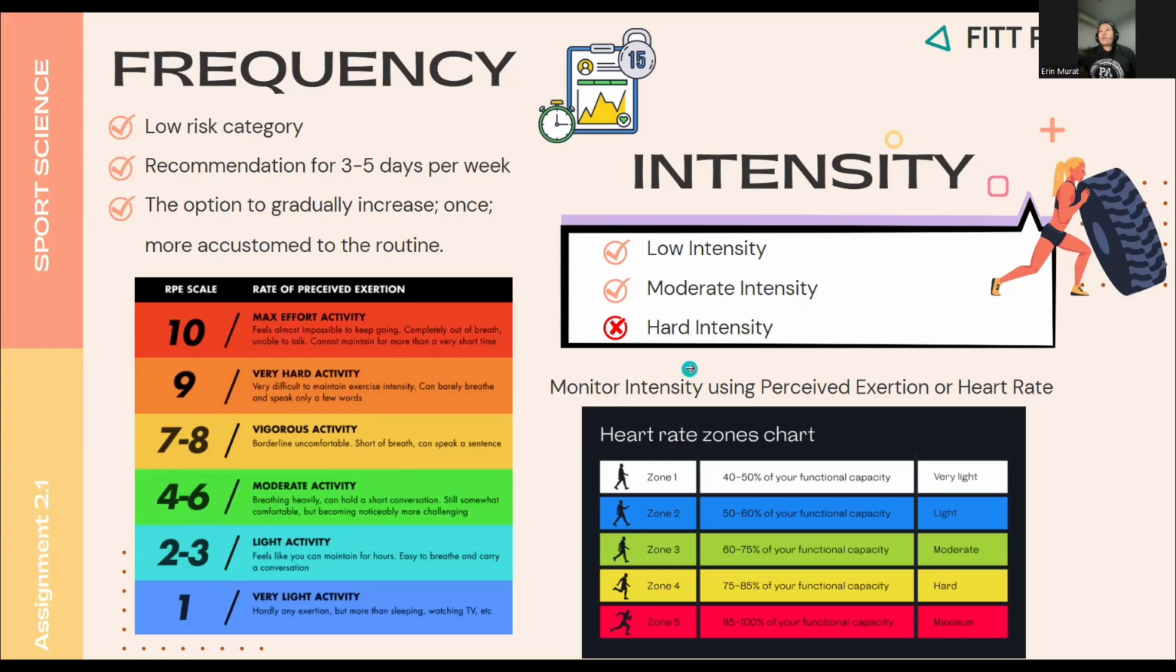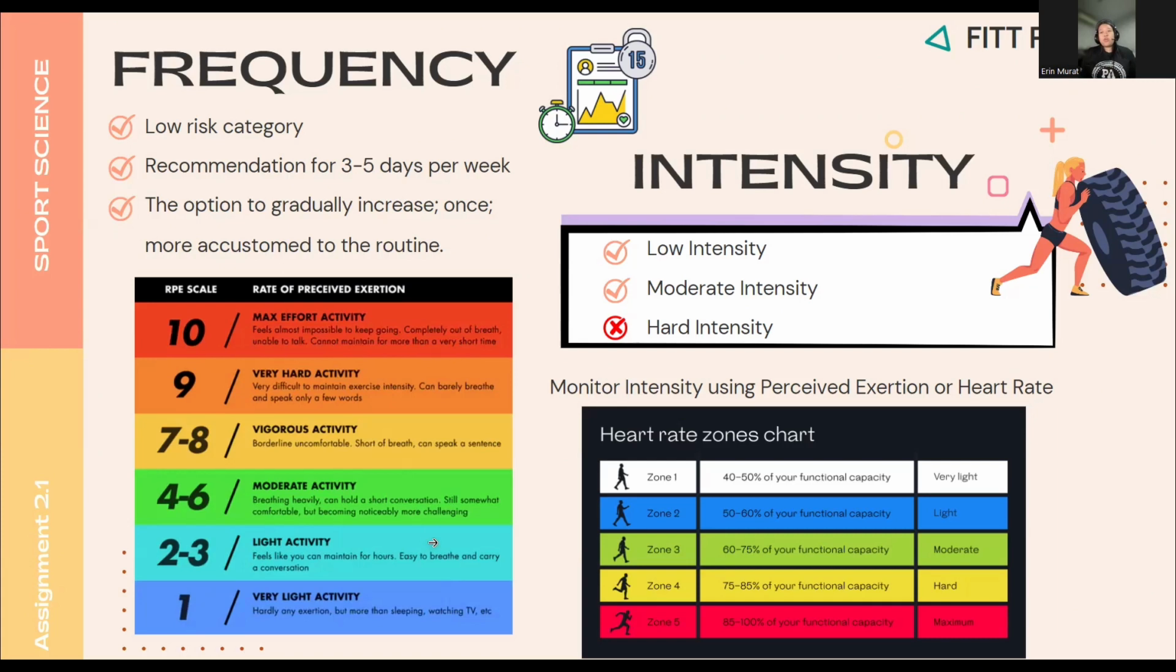And we can monitor the intensity by using the perceived exertion or heart rate. So perceived exertion is the RPE scale, rate of perceived exertion. We have 1 to 10. So the first one is a very light activity, hardly any exertion, like sleeping, watching TV. The next one, light activity, 2 to 3 scale, feels like it can be maintained for hours, easy to breathe and carry a conversation.